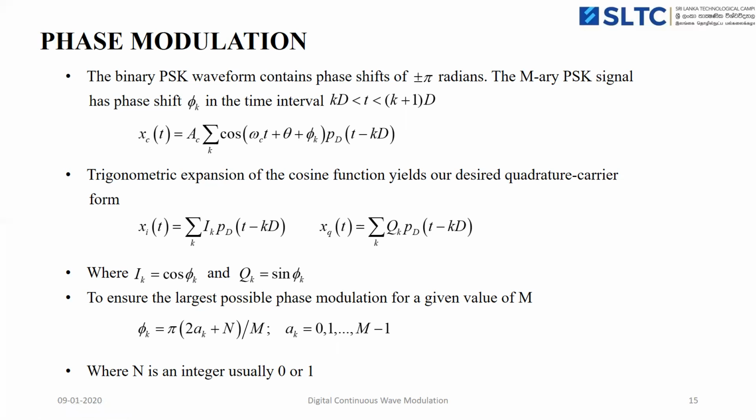We can generalize the phase shift of the carrier waveform as phi k equals pi of 2 a k plus N by capital M. Here a k is the amplitude level of the rectangular pulse. It varies from 0 to M minus 1, where M is the number of levels, which ensures the number of symbols for the modulation. And capital N is usually either 0 or 1. For 0, we are not considering the initial phase; for 1, some initial phase shift is present.